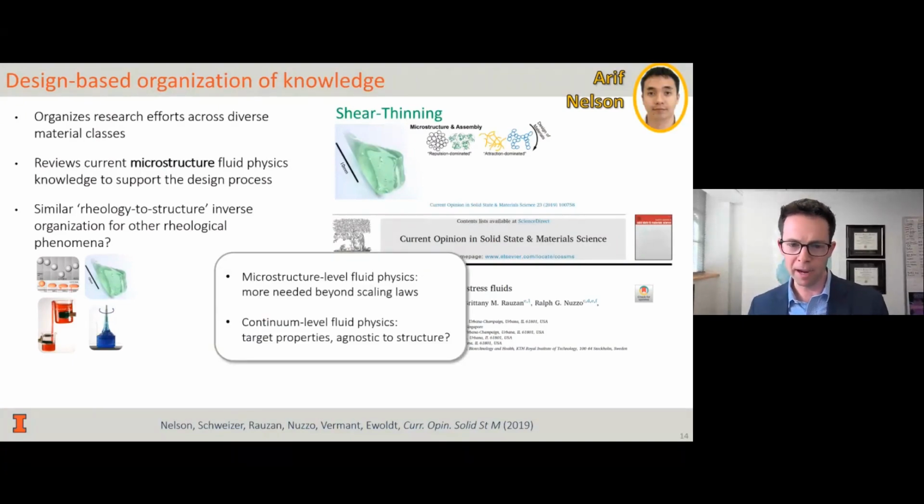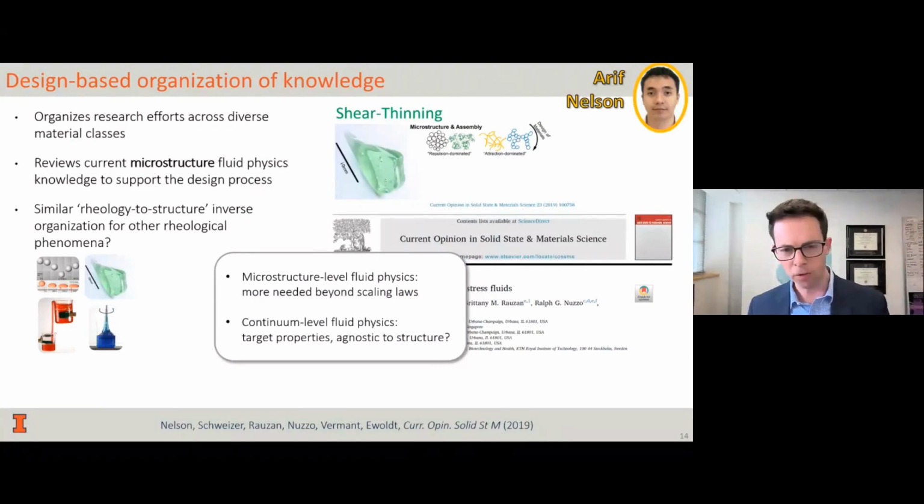So this focus on microstructural, but there are also continuum level physics questions. For example, this paper said nothing about how do you find the property that you really want to target. It mentioned a few that would be useful. And is it even possible to identify what you want independent of the microstructure you'll use to achieve it? For example, can you identify what yield stress is required independent of using polymers or colloids to achieve it?